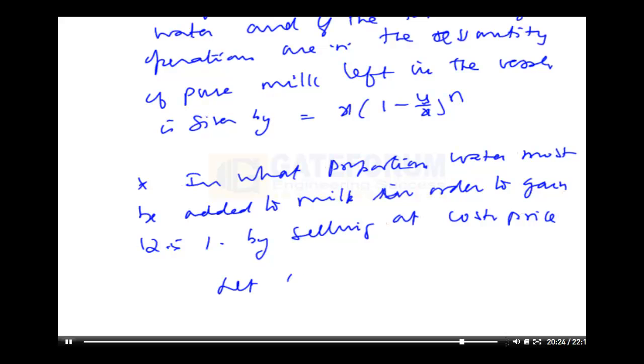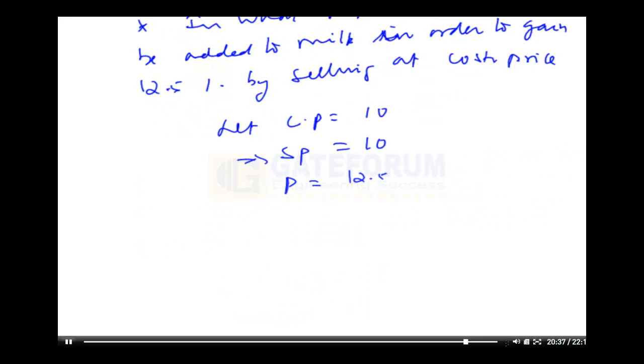Let us assume the cost price to be 10. Then selling price is also 10, as it is selling at cost price. And the profit is 12.5%. So we can find the mean price: SP into 100 by 100 plus profit percentage.